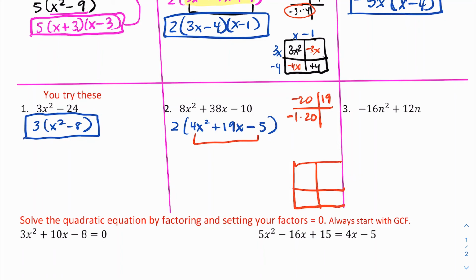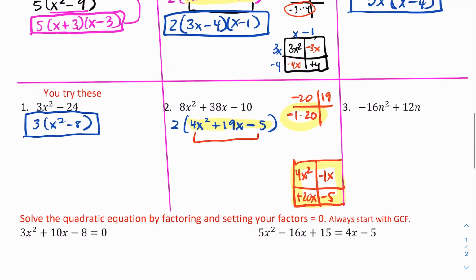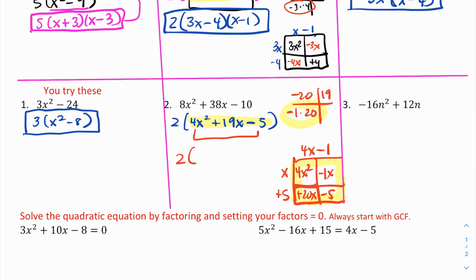So that gives me, and again, these are the numbers I'm using in here. Well, and these two for the middle part. So 4x squared minus 1x plus 20x minus 5. The first two terms have an x in common. That leaves me with the 4x minus 1, and then 4x times positive 5. So I have 2 times x plus 5 times 4x minus 1.